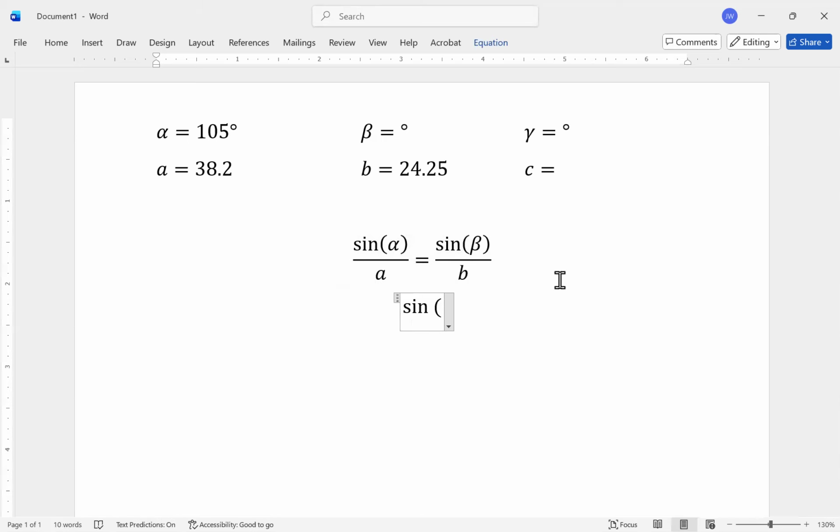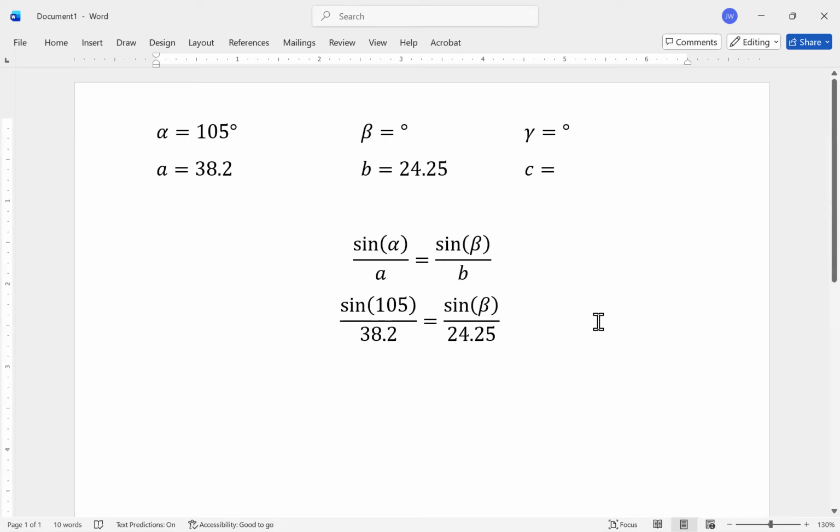So we're going to take sine of 105 degrees divided by 38.2 and set that equal to sine of beta divided by 24.25. And that's what we have. Now I can utilize this to find beta, or at least potential values of beta. I would cross multiply. Well, in fact, let's just multiply both sides by 24.25.